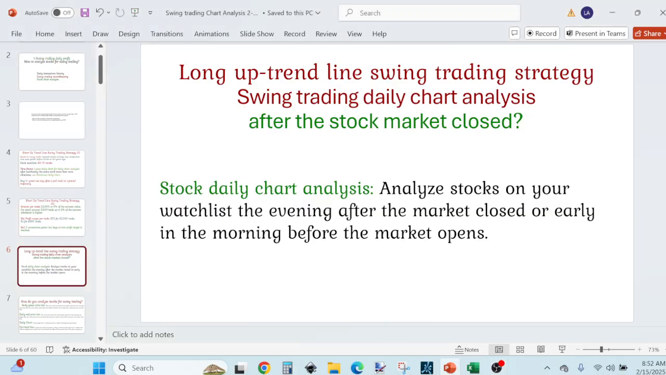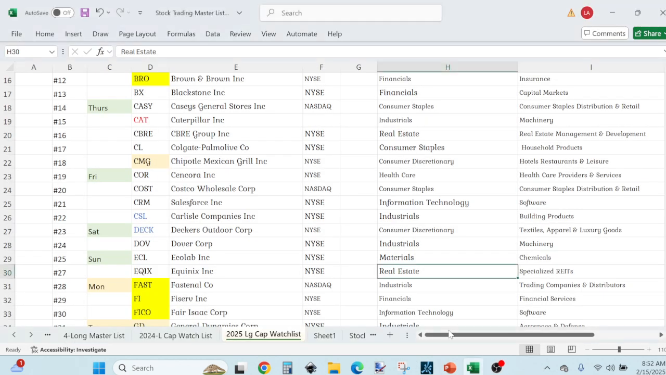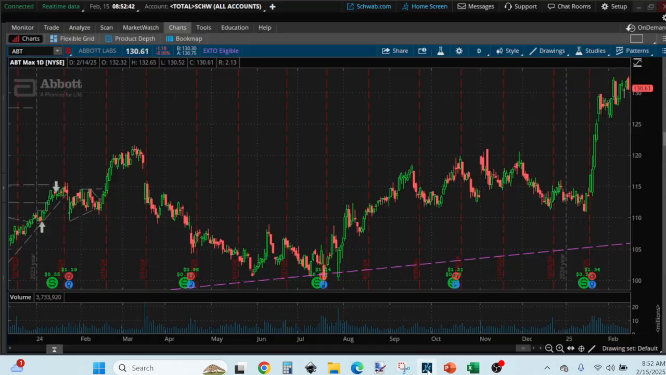Hello, long uptrend line swing trading strategy. Swing trading strategy daily chart analysis after the stock market closed. So the stock market closed on February 14, 2025, and we are going to analyze the chart after that market close. And the first one we are going to analyze is DECK.